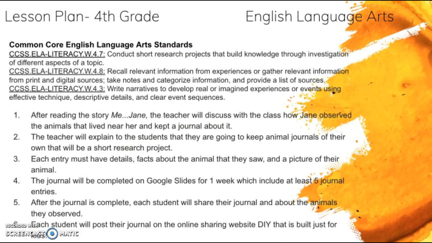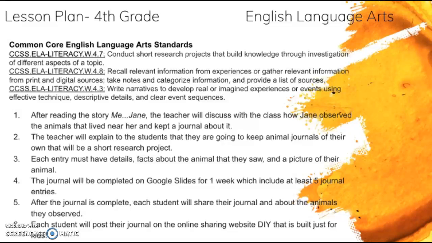My first lesson is for a fourth grade English Language Arts class. The lesson is based off of 3 Common Core standards. After reading the story Meet Jane, the teacher will discuss with the class how Jane observed the animals that lived near her and kept a journal about it. The teacher will explain to the students that they are going to keep animal journals of their own that will be a short research project.